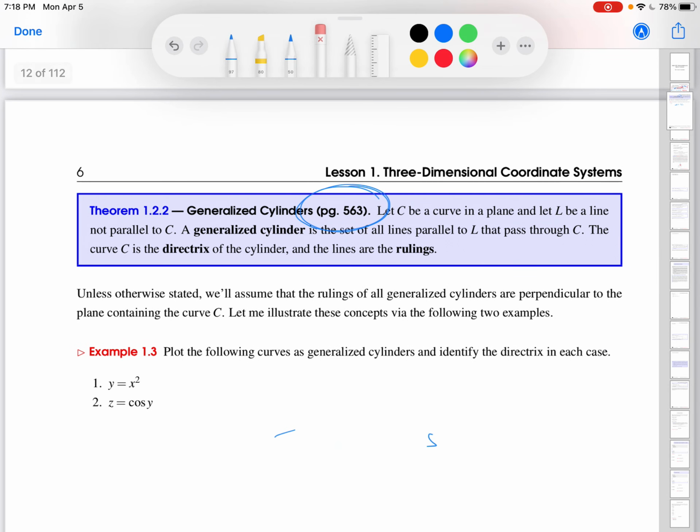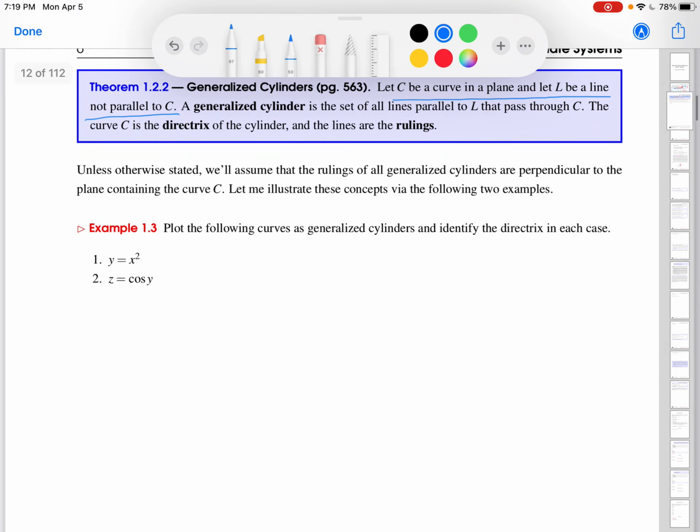So what does this theorem say? The theorem says, let C be a curve in a plane, and let L be a line not parallel to C. Okay, so let's draw what's going on here. C is a curve in the plane, and we're going to think of this as a closed curve. And then L is going to be a line not parallel to C. So what do we mean by that? Well, so parallel to C.